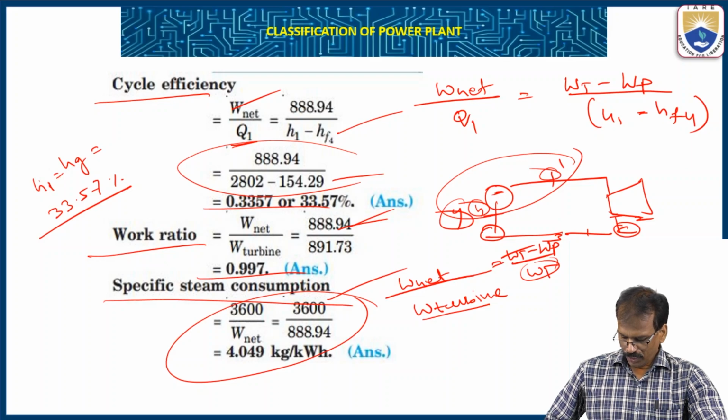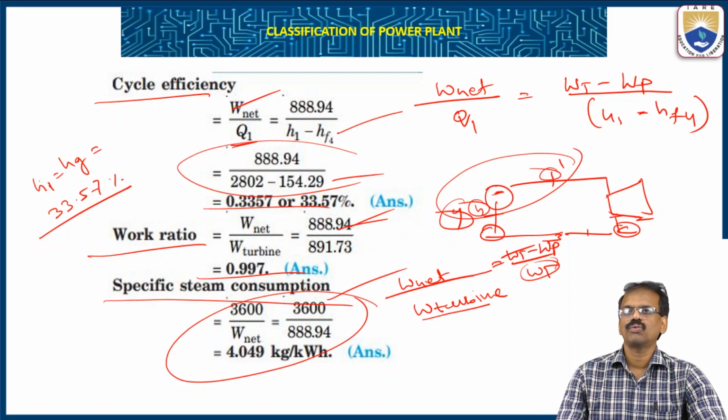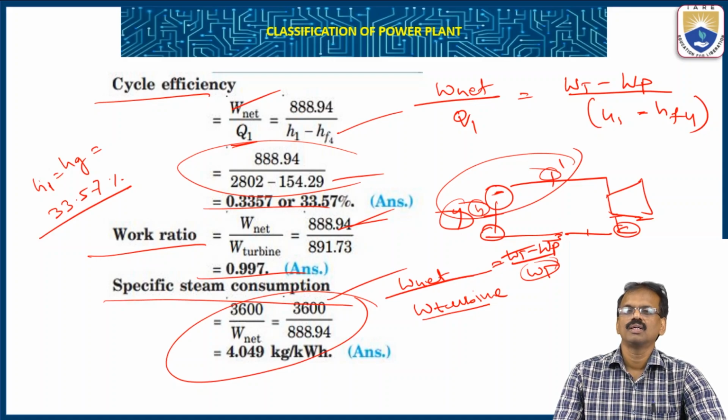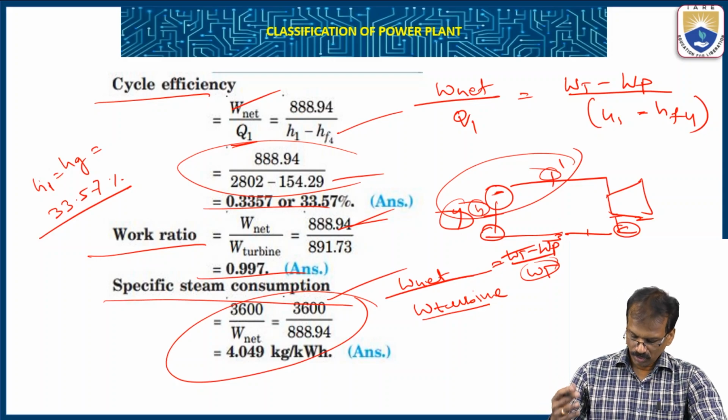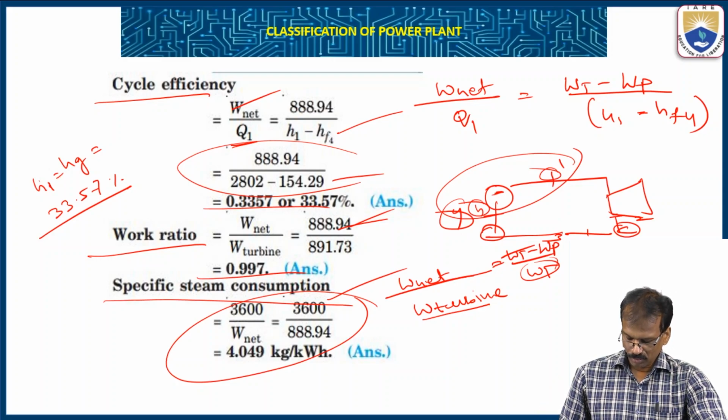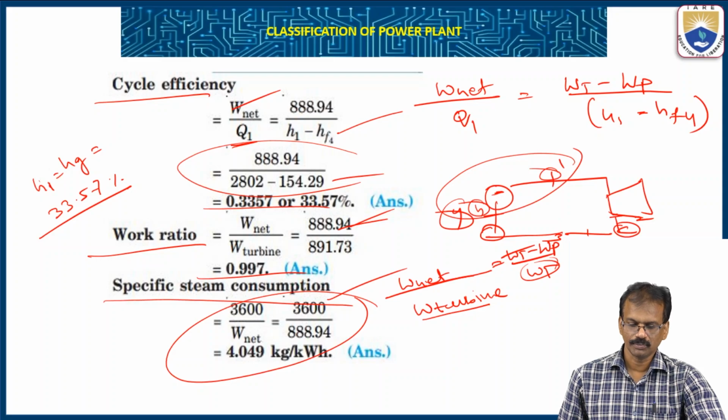So by using the Rankine cycle, we discussed how to find out the cycle efficiency and work ratio, the work done by the turbine and the work done by the pump. We also saw how to collect the enthalpy and entropy values from the data book based upon the pressures. In this way, we can solve different numericals.